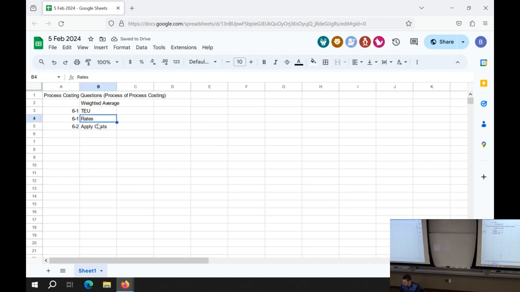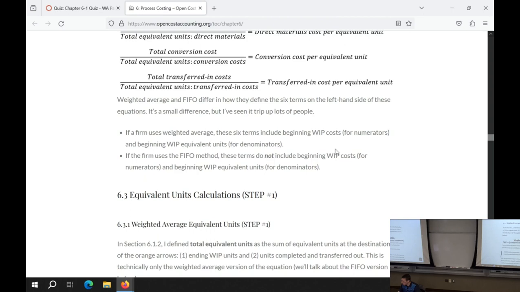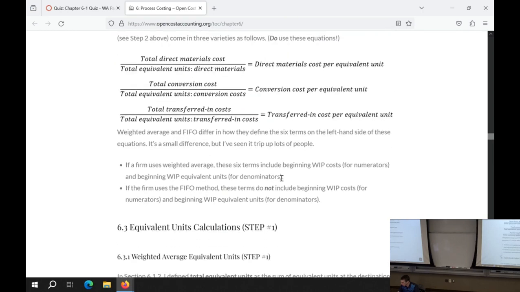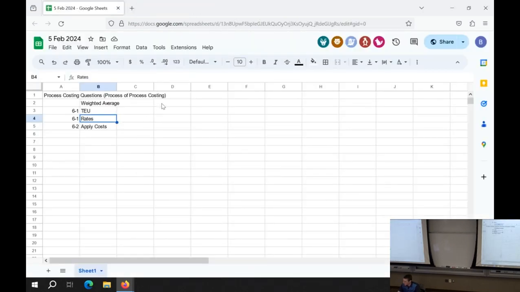Once we have the rates, we can multiply them by equivalent units to figure out where the money is going here. We can multiply it out to get these dollar amounts right here. That's applying the costs. And then we have FIFO, same 3 steps. And I have one more.